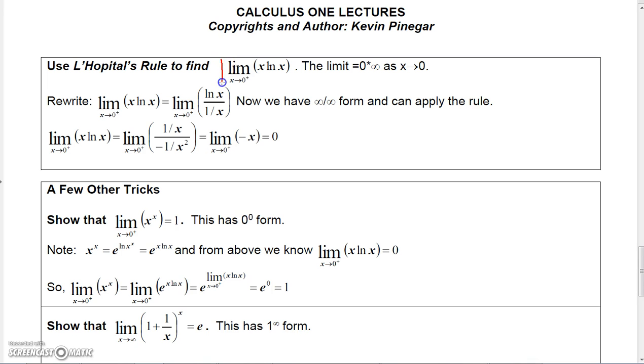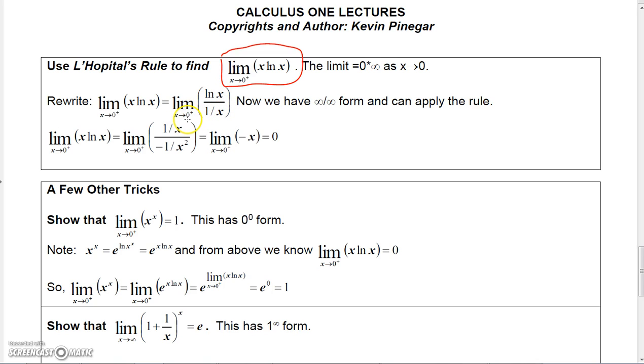Now here's a problem where the limit is actually 0 times infinity, but we can use a trick similar to what we did a while ago and get it in the form of infinity over infinity. All I have to do, instead of writing x natural log of x, is write it as natural log of x over 1 over x, which is the same thing.